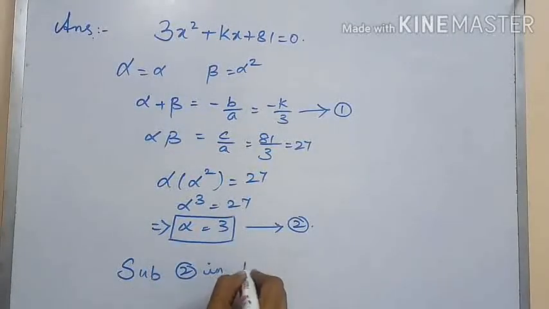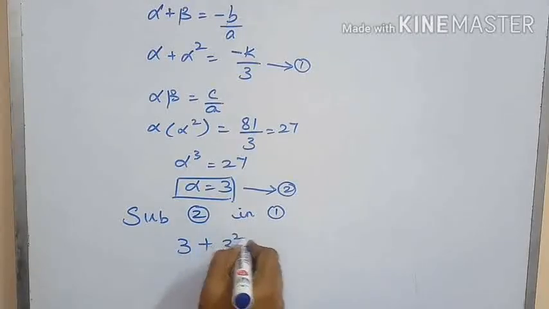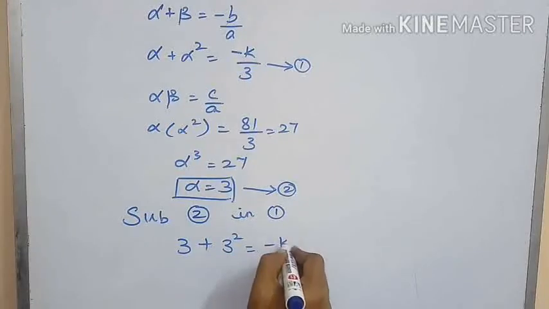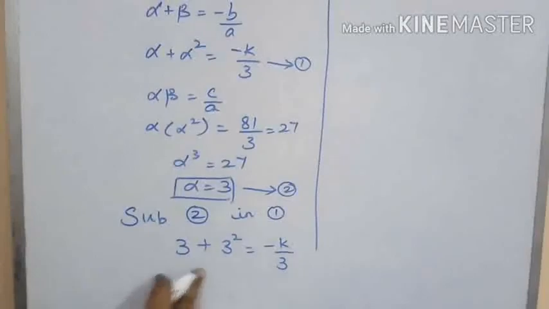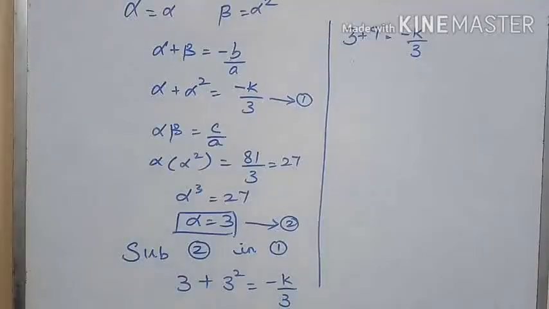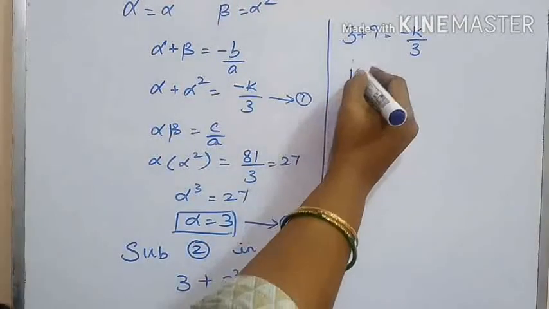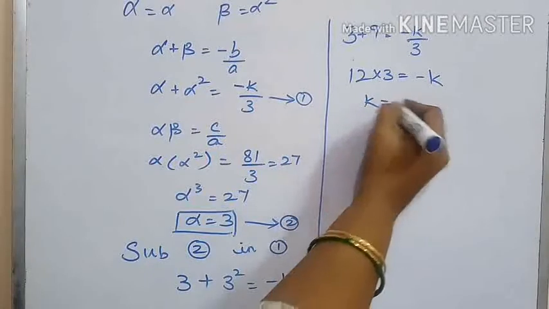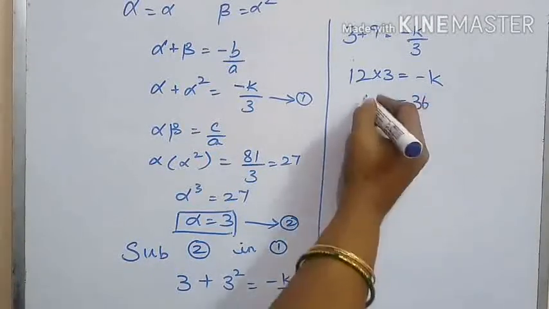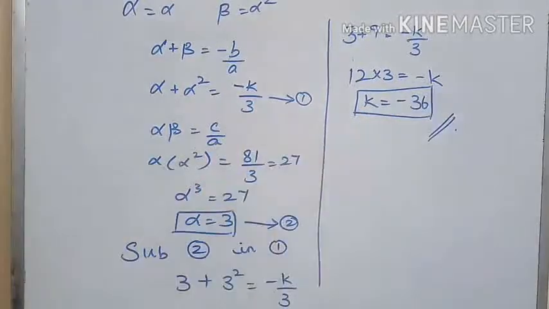Substituting 2 in 1, we get 3 plus 3 squared is equal to minus k by 3. So 3 plus 9 is equal to minus k by 3. So 12 into 3 is equal to minus k, which implies k is equal to minus 36.